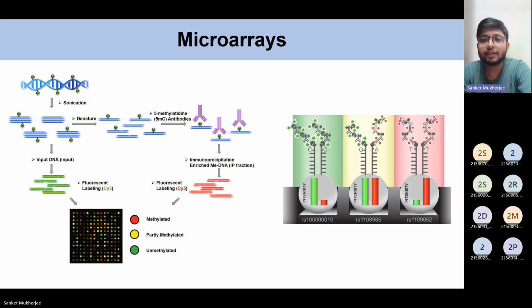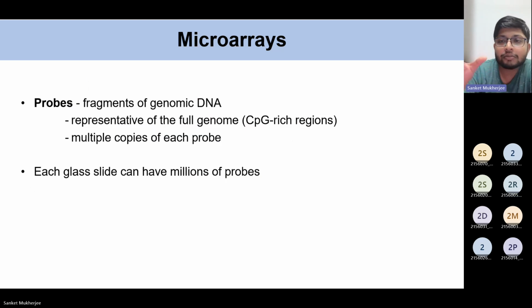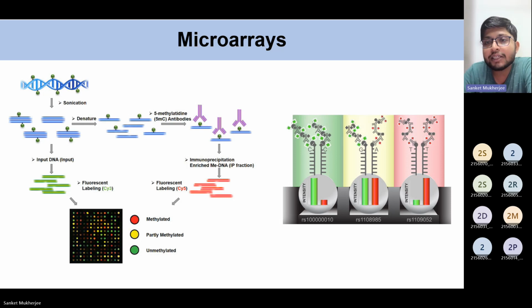Actually, we do not add it in three wells. All the probes are present in a single well. Each glass slide can have millions of probes. So even if you add it in one well, whichever probe your DNA hybridizes with, it will give fluorescence, because there is a washing step involved. If it does not hybridize, then it will be washed away.